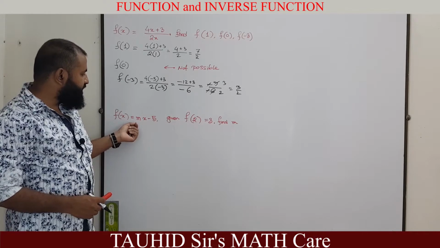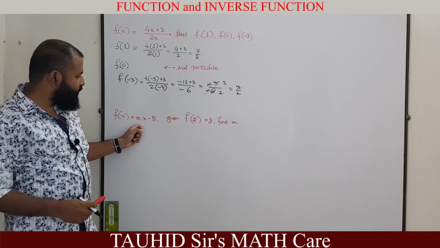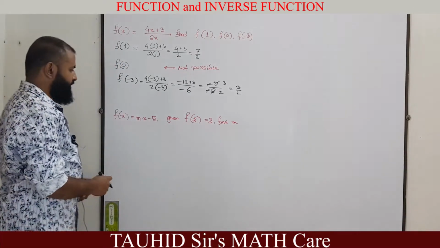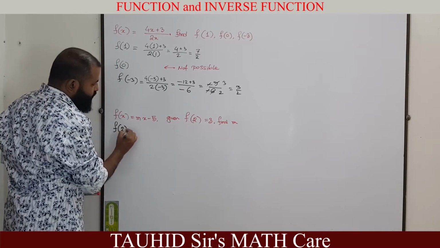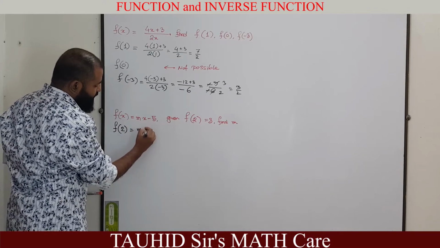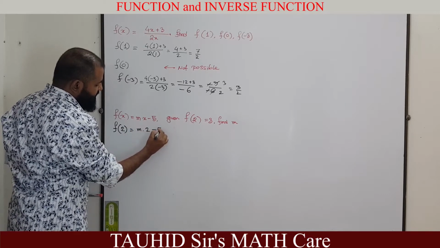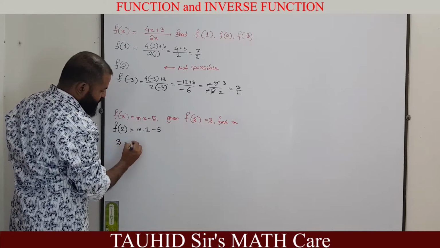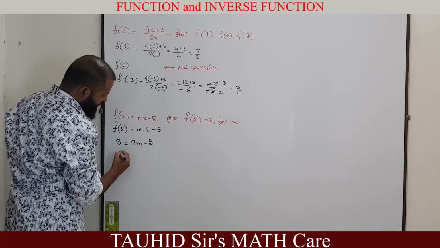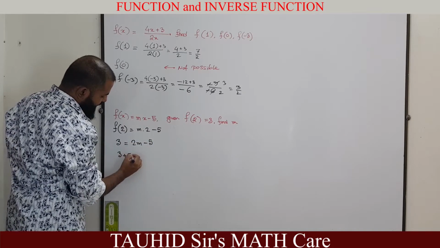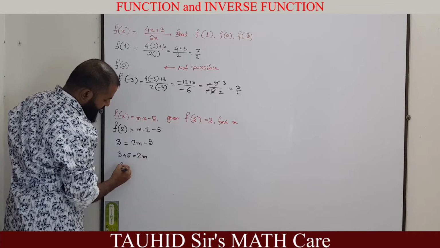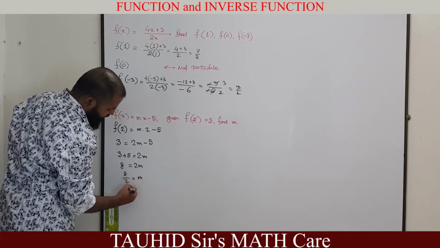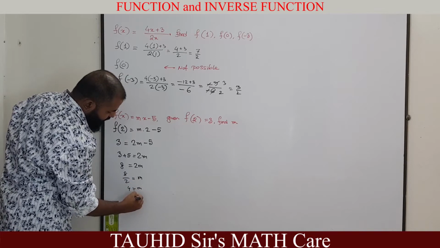Now let's check another example. Given that f(x) = mx - 5, and given that f(2) = 3, find the value of m. f(2) means what? m into, we will put 2 in place of x, minus 5. So f(2), the value is given, 3 = 2m - 5. So 3 + 5 = 2m, 8 = 2m, 8/2 = m, 4 = m, therefore m = 4.